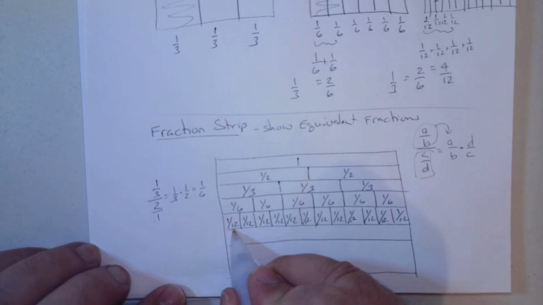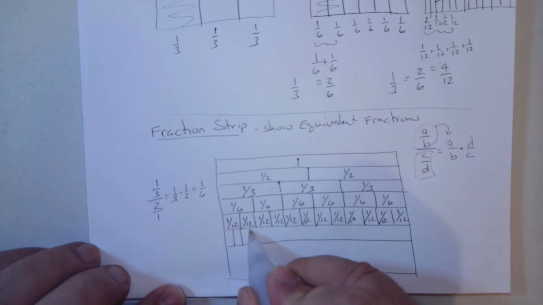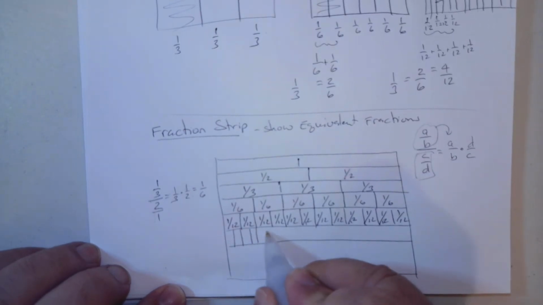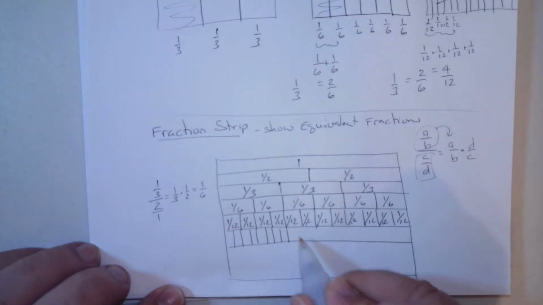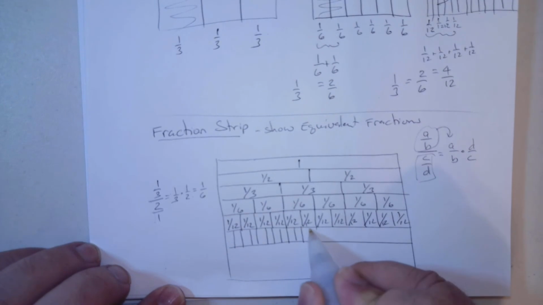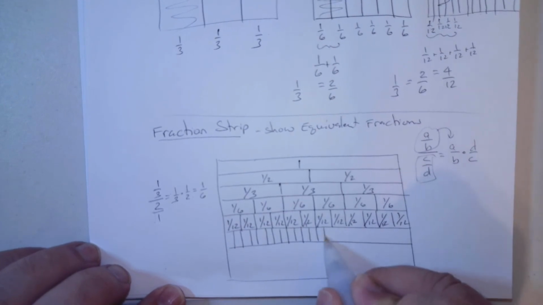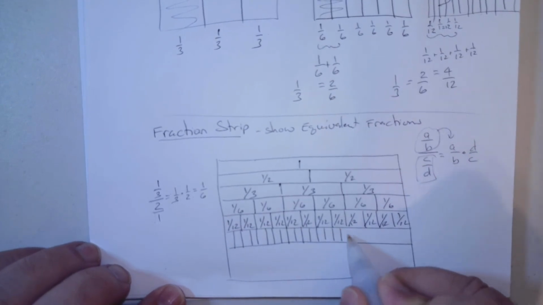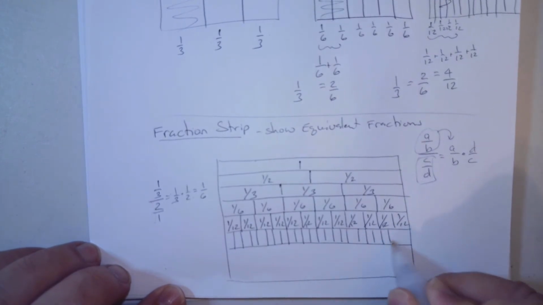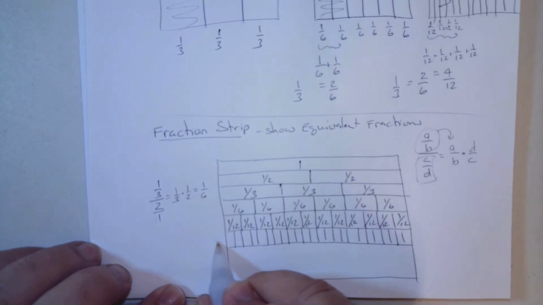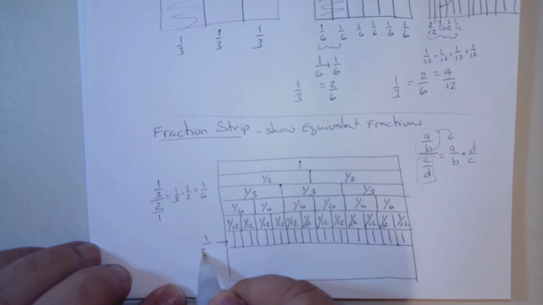Okay, so we can cut those in half. If we take 12 pieces and cut them in half, how many pieces are we going to have? Right, 24. Because for every 1 piece of these, we make 2 pieces. So each of these pieces are 1 over 24.